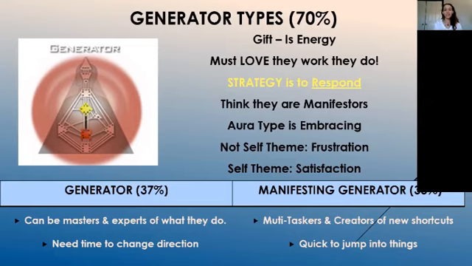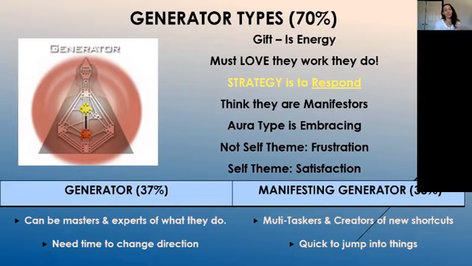Manifesting generators are the type that will get halfway through a project and then be like, ah, shoot. And they'll realize they forgot a really vital step all the way back at the beginning of the project, and they may have to tear apart the entire project just to put that little piece back in and then rebuild the whole thing again.